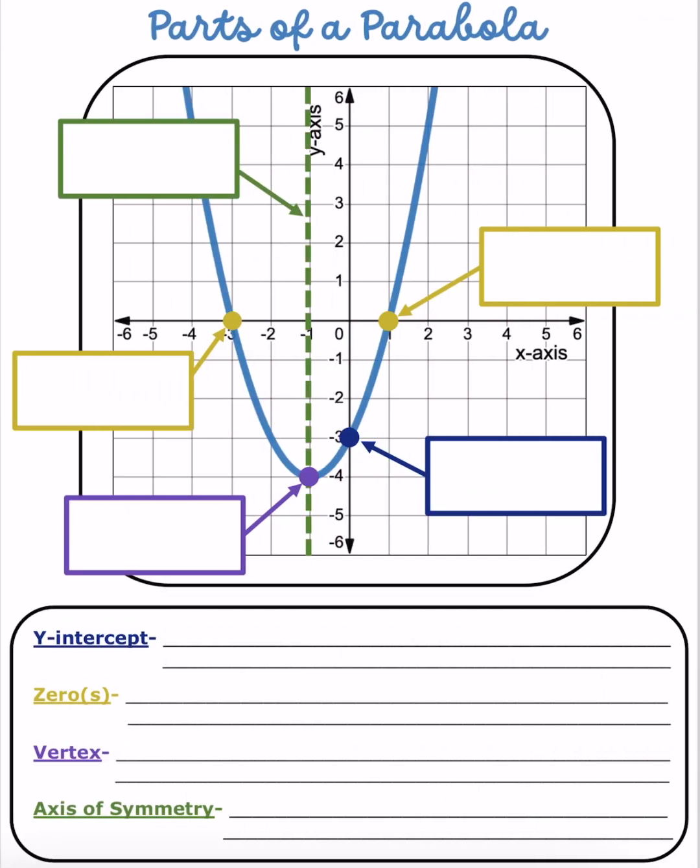Hey guys, in this video we're going to be identifying the parts of a parabola. We're going to be looking at the y-intercept, the zeros, the vertex, and the axis of symmetry. Starting with the y-intercept, a y-intercept is defined as where a graph crosses or intersects the y-axis.